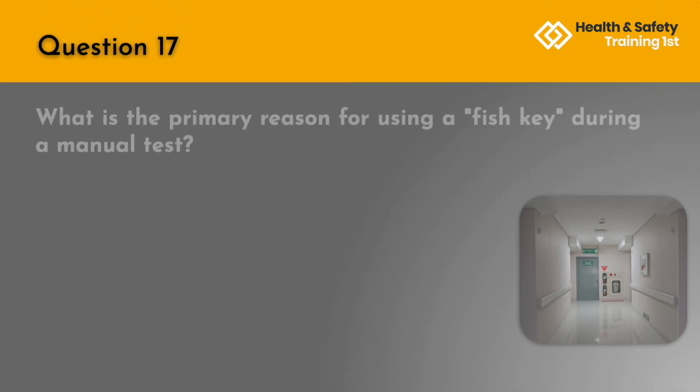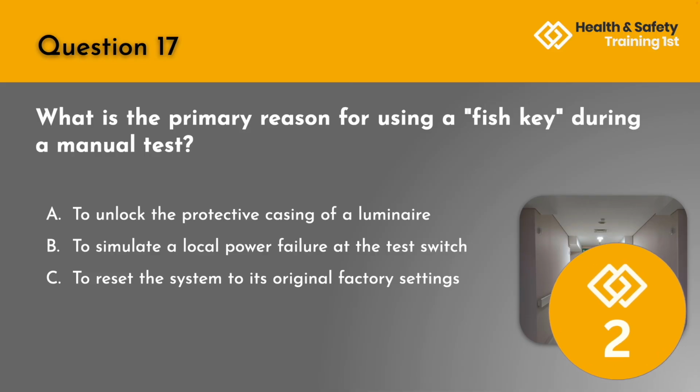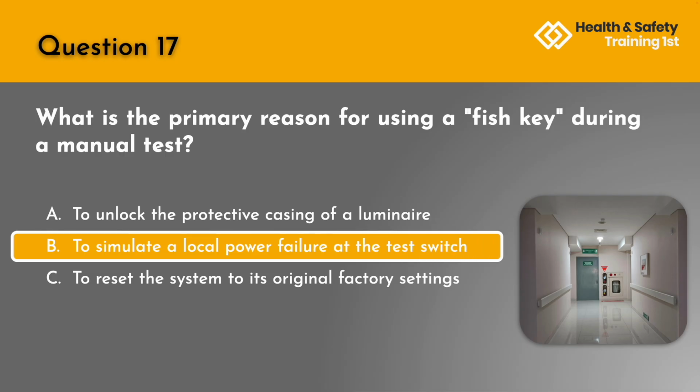Question 17. What is the primary reason for using a fish key during a manual test? A. To unlock the protective casing of a luminaire. B. To simulate a local power failure at the test switch. Or C. To reset the system to its original factory settings. The correct answer is B. To simulate a local power failure at the test switch.